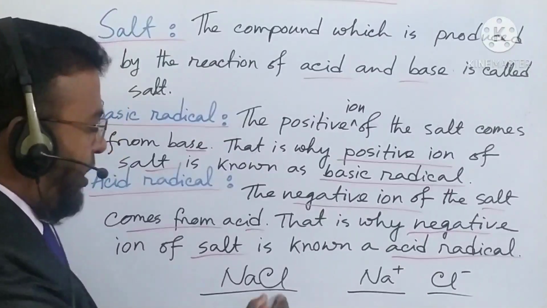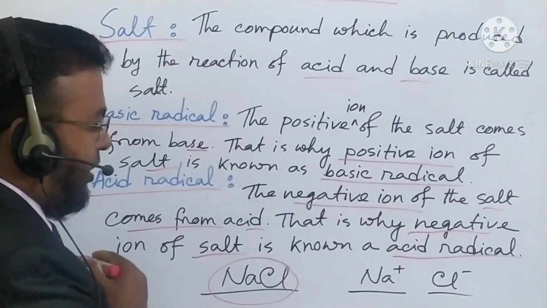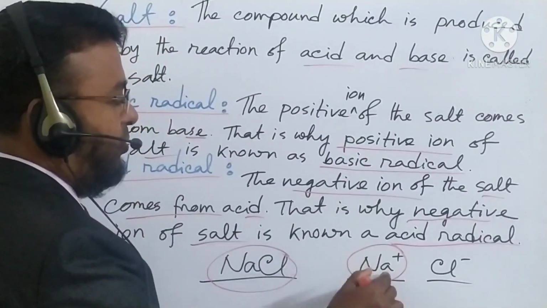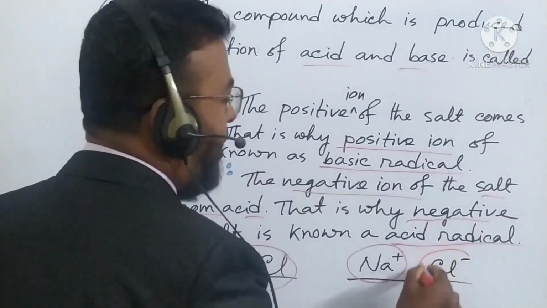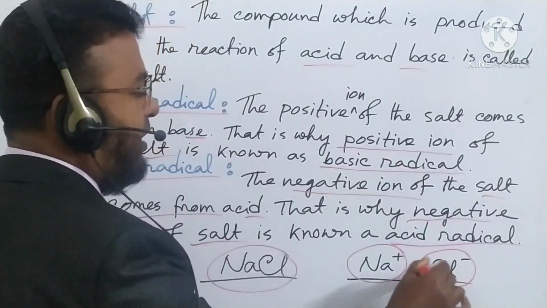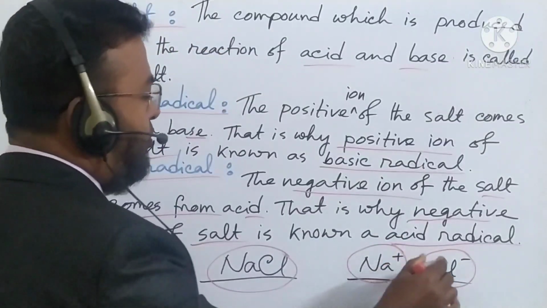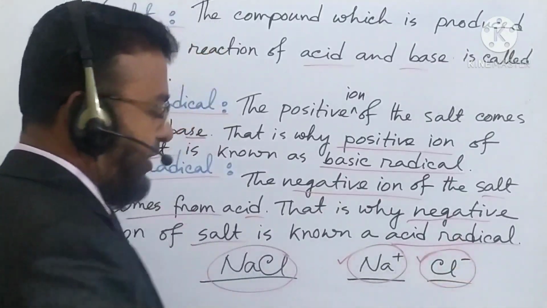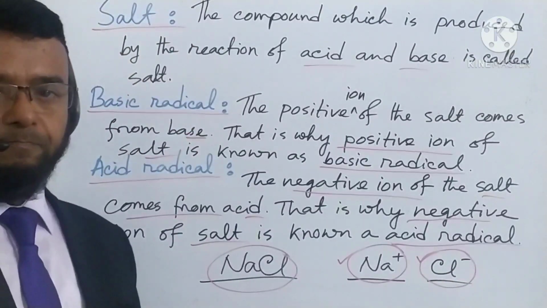So one example I have given, it is a salt, it is sodium chloride. So sodium plus, it comes from the base, that means from sodium hydroxide. Then chloride ion, it comes from the acid, that means from hydrochloric acid. So for this reason, this is called basic radical and this is called acid radical.